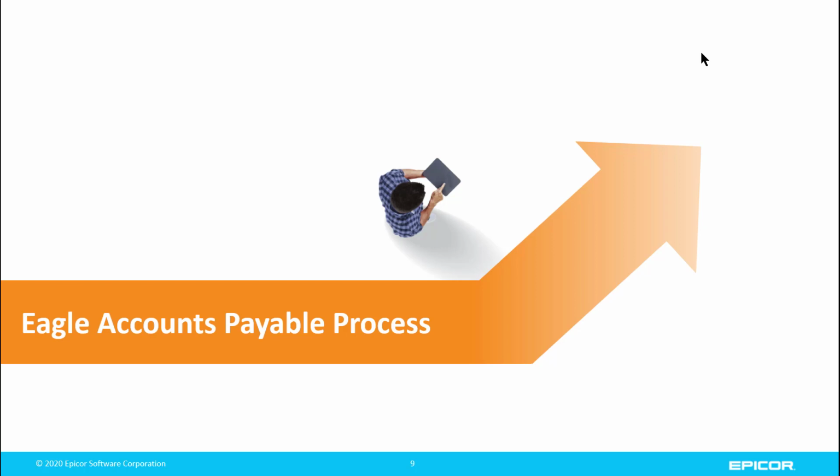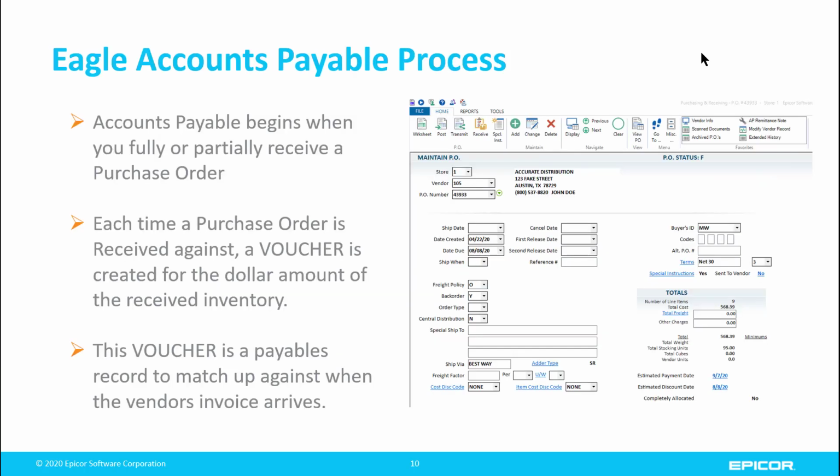So how does payables flow when you start using an integrated solution versus manually receiving the purchase orders and then having to pay the bills off the POs and match things up when vendor invoices arrive?